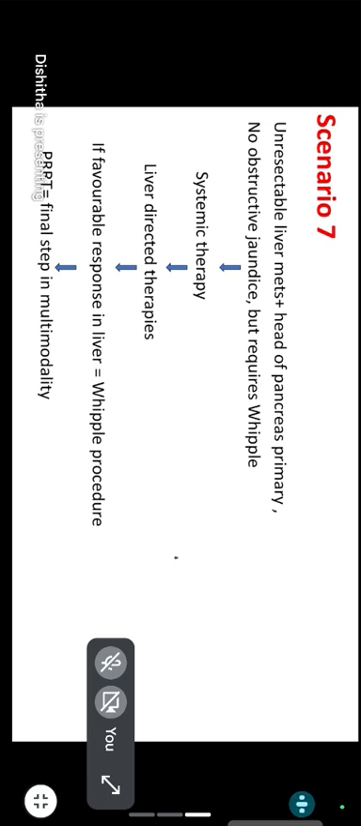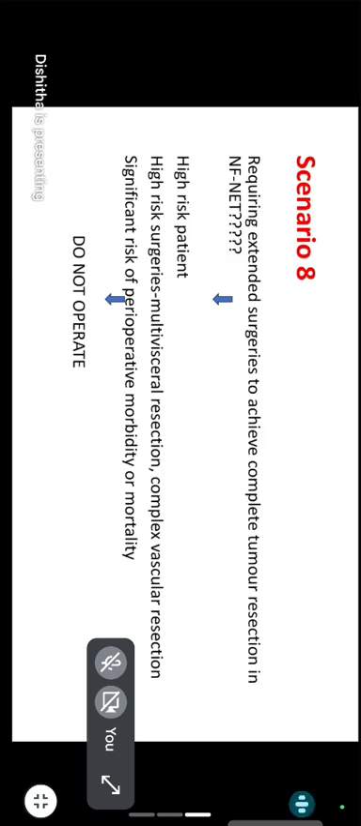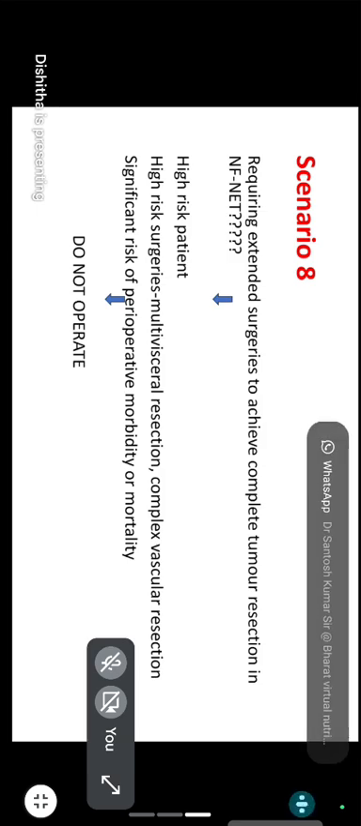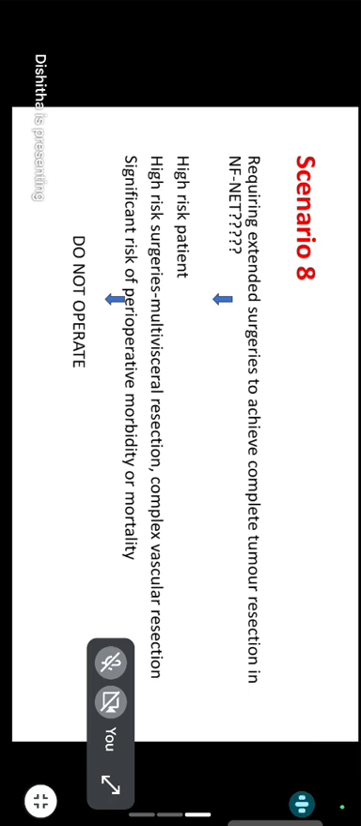final step modality. The last scenario is patients who require extended surgeries to achieve complete tumor resection in a non-functional NET. So in these cases, if it's a high-risk patient, high-risk surgery requiring multi-visceral resection, complex vascular resection, but there is significant risk of perioperative morbidity or mortality, it's preferred not to operate in those patients.